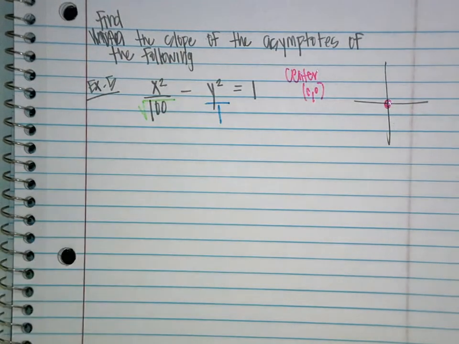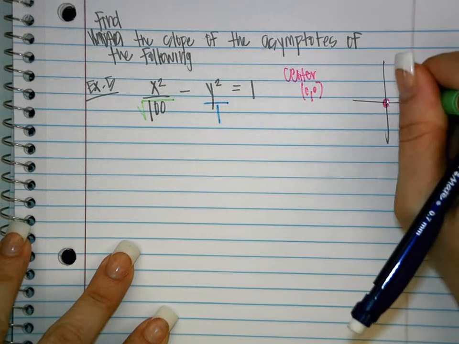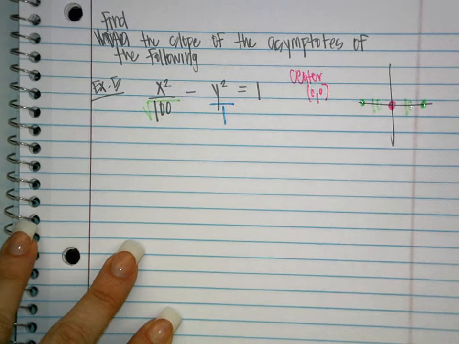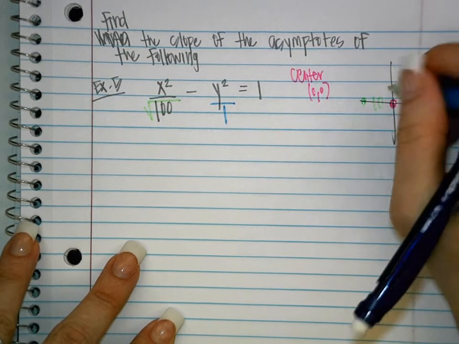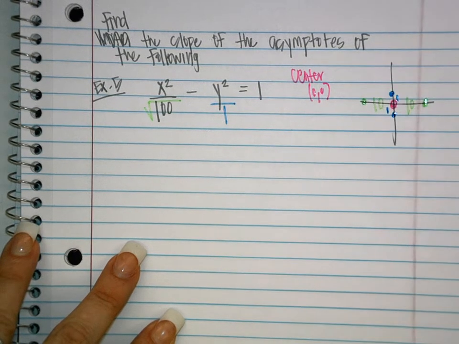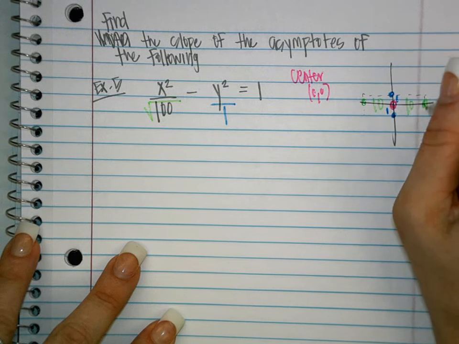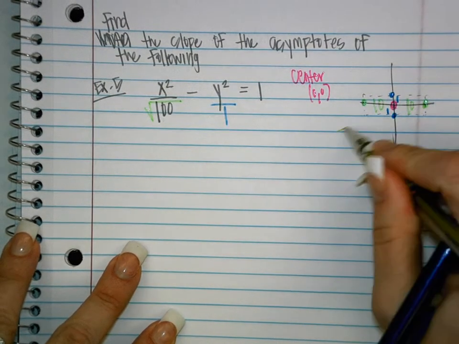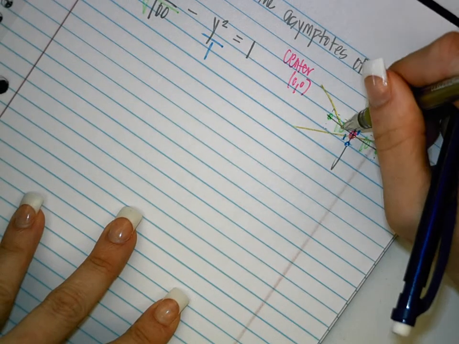I don't really care if you can graph it perfectly. I just want you to put a dot and label it that it's 10 away. How far would you move up and down? 1. Put a dot, label it, it's 1 away. Then we're going to draw that box. Draw your asymptotes through the edges, and there's going to be 2. They're going to be exactly perpendicular to each other.